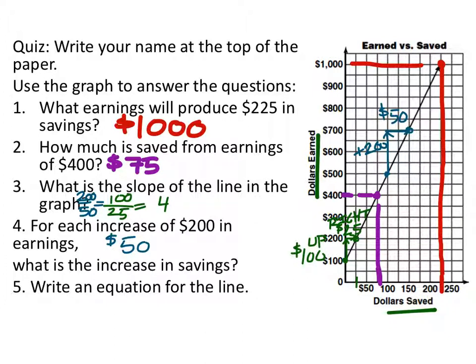Last thing we want is an equation for this thing. So dollars earned will be represented by something multiplied by dollars saved. And we already found the slope was 4. The last thing we need is the starting value, which is shown in the graph right here. And that's the y-intercept also, which is a positive $100 earned. And that would be the equation.